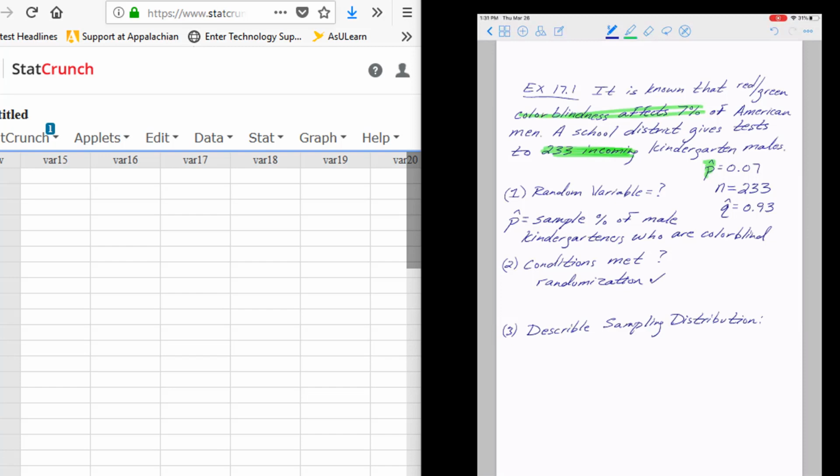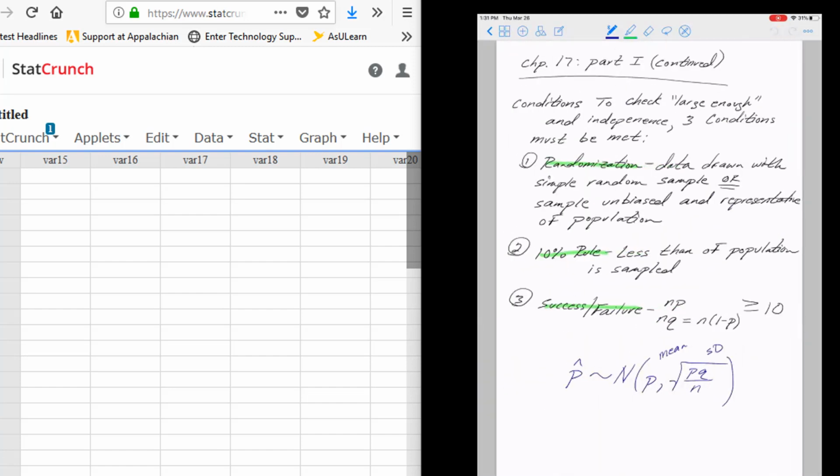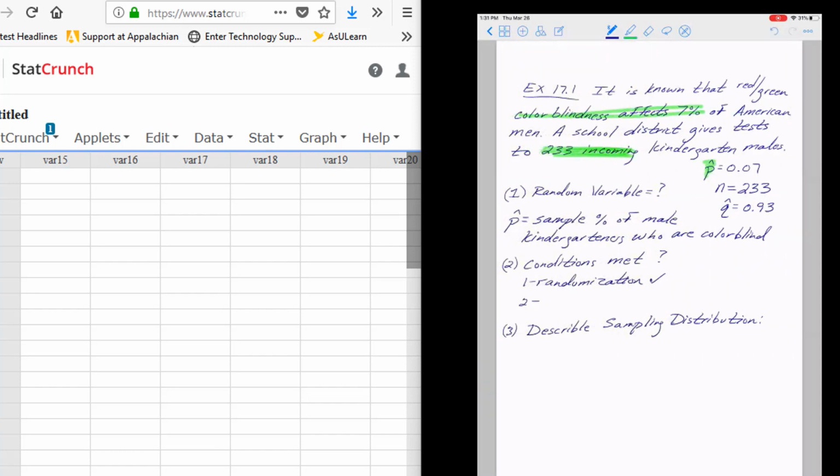Okay. The second condition, let's see, what was that? That was the 10% rule. Okay, so 10%. Do we think that our sample size of 233 is reasonably less than 10% of all male kindergartners? Because remember, that is our population of interest, right? Male kindergartners. And I would say, yeah, that's definitely less than 10%.